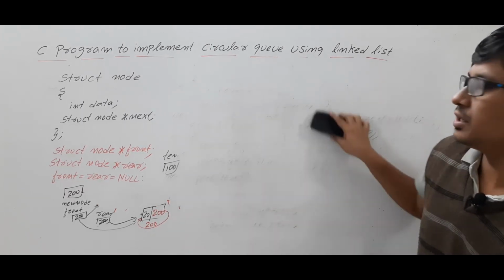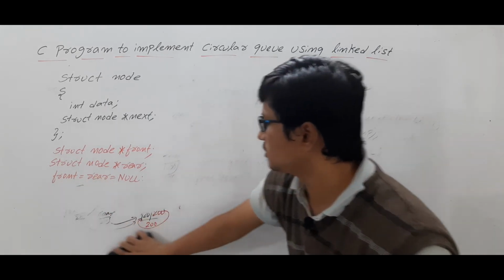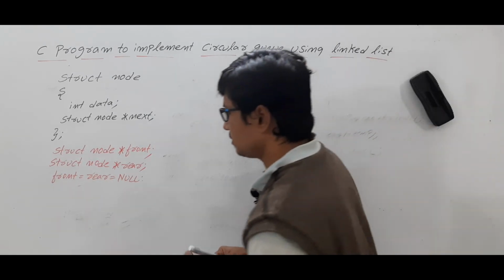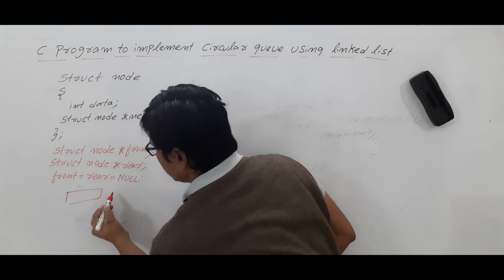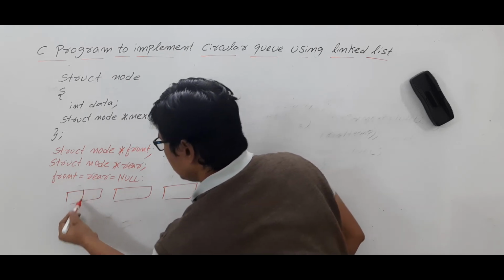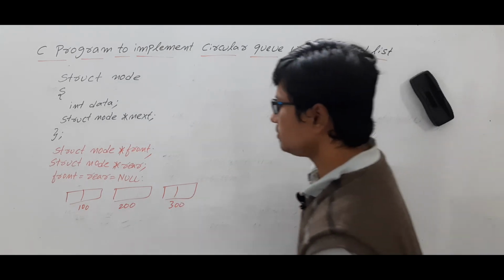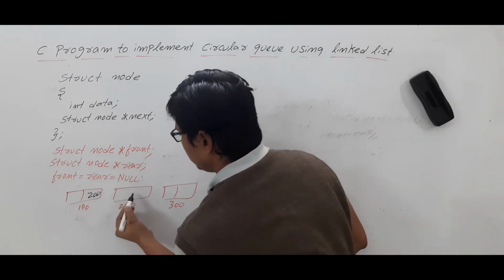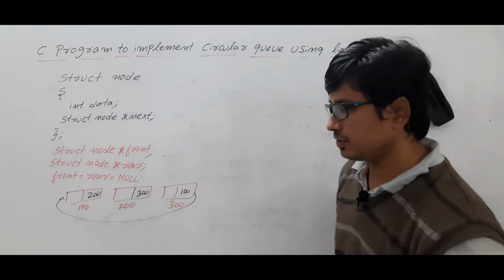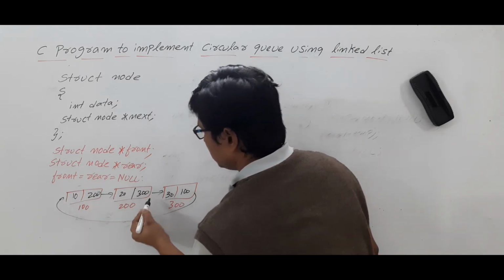So how will you display? You need to display from the front and go up to the rear. Let me discuss with a simple example. I will take a scenario where three nodes are there. Let me write here. This is 100, this is 200, this is 300. And this will have the address 200, this will have the address 300, this will have the address 100. So that's why it is pointing to the first node. Here values 10, 20, 30 are there. Are you able to understand?